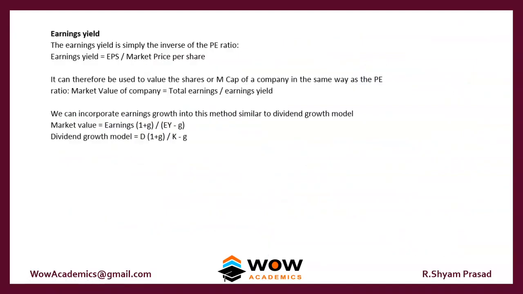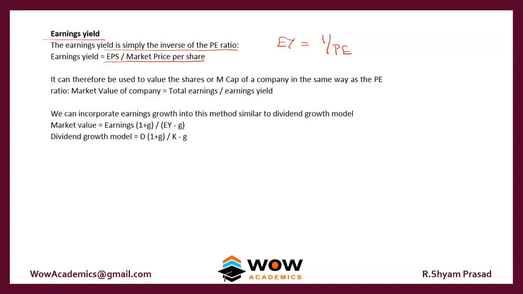So the next method is called the earnings yield method. The earnings yield method is simply the inverse of the PE ratio. So if you know the PE ratio, then earnings yield will be like this. 1 divided by PE is the earnings yield ratio. Earnings yield equals EPS divided by MPS.